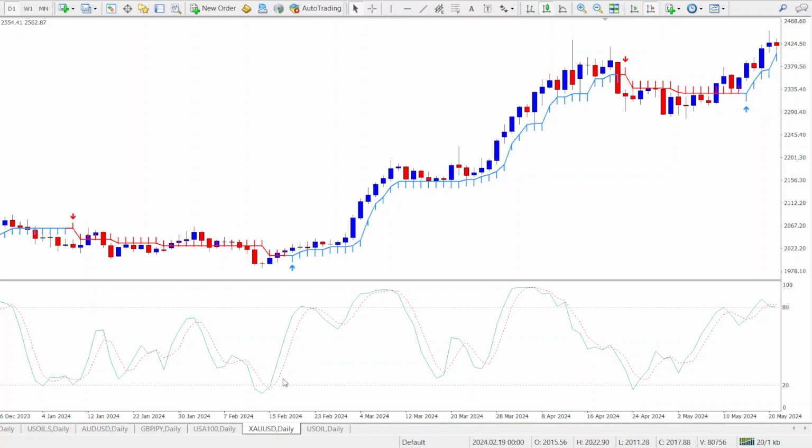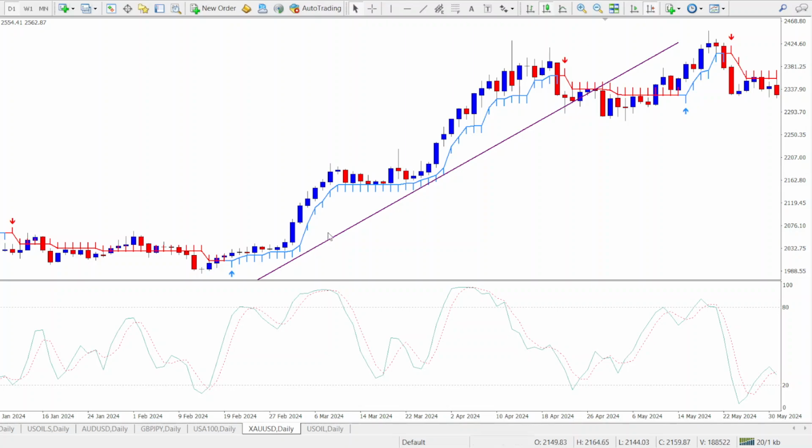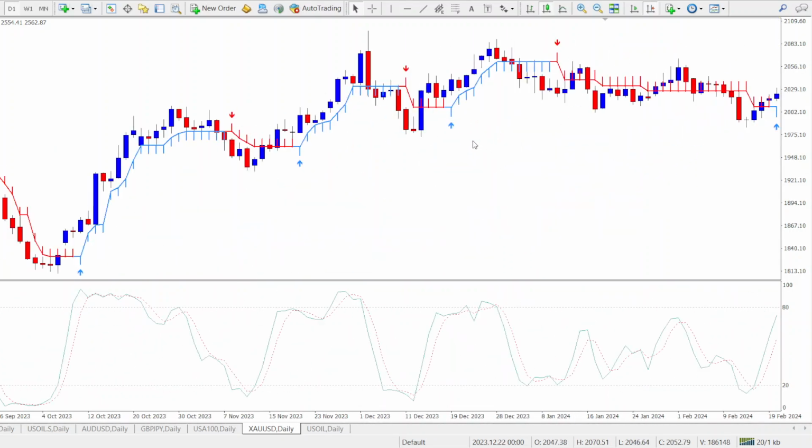All right, so when you get a confirmation from the stochastic, for example, you can see the stochastic was in the oversold territory around here, pointing upward. This was a confirmation of this buy signal. Okay, so this would have given us a layer of confidence, knowing that this signal is likely going to be valid. All right, and we can see that the price actually trended upwards all the way up to this point. Okay, now let us look at a sell example.